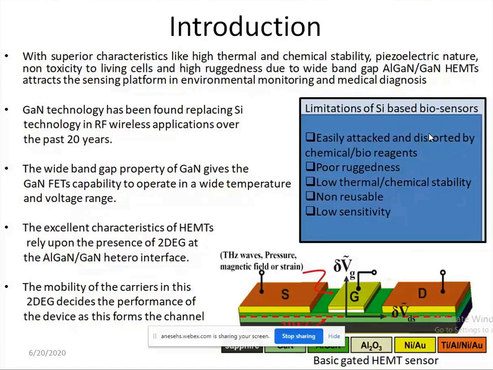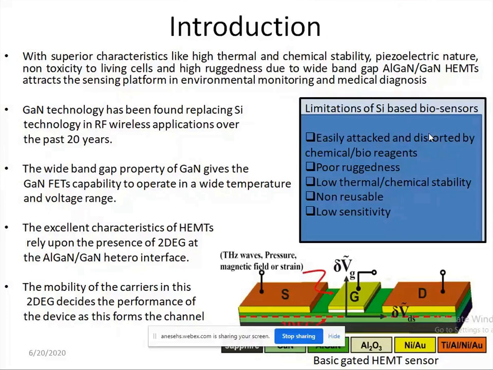Other limitations of the silicon-based sensor are its poor ruggedness. It cannot be used above a particular temperature or in a hazardous environment. Also, the shelf life of the sensor is very poor: we can use it for very few months, or very few days. Similarly, considering chemical and thermal stability, it cannot be used above a temperature of 300 to 400 degrees Celsius, and it cannot be used in all kinds of chemical environments.